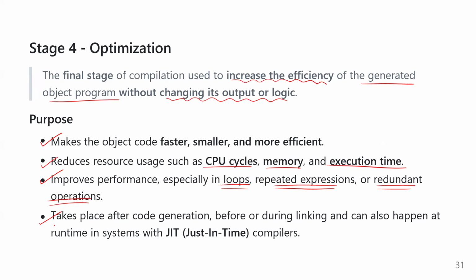And at the end, optimization happens after code generation, or it happens before or during linking, and it may also happen at runtime in systems like just-in-time compilers. So, for example, if you use intermediate code, such as in Java, during the intermediate code execution as well, optimization can happen. But to give you an overall idea of optimization, let's take a look at this program here.